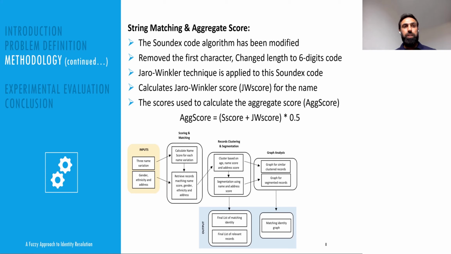And then the Jaro-Winkler algorithm was applied on this code to generate the Soundex score. And the same Jaro-Winkler technique was used on the name to generate the Jaro-Winkler score for the same name. Then to generate the aggregate score, the Jaro-Winkler score and the Soundex score were added and divided by two, the average, to give us the aggregated score.